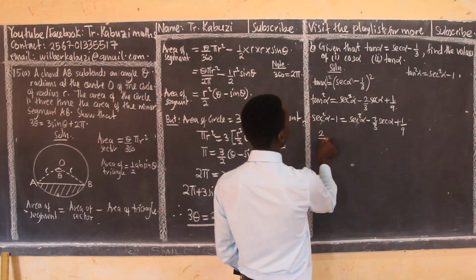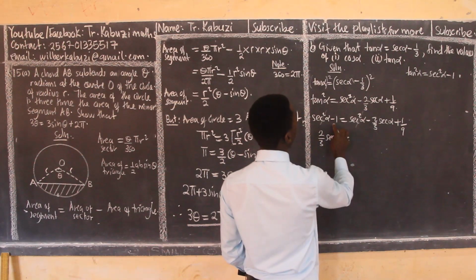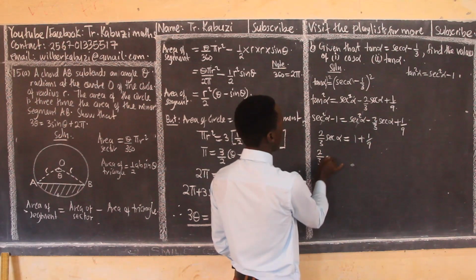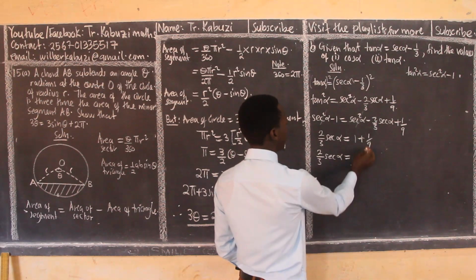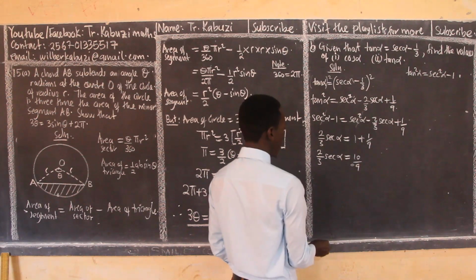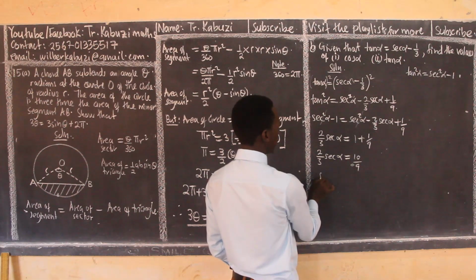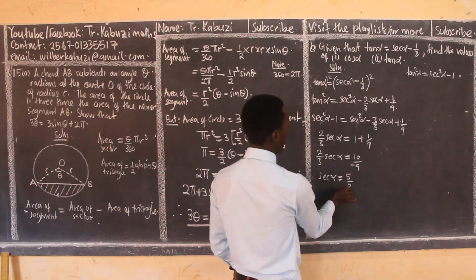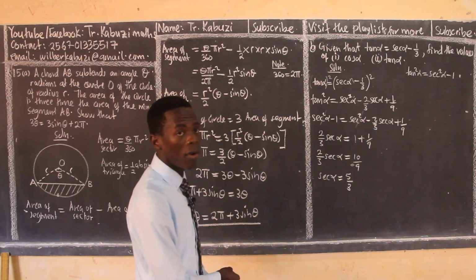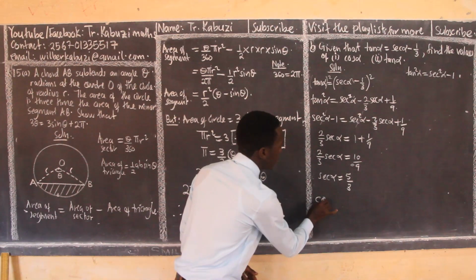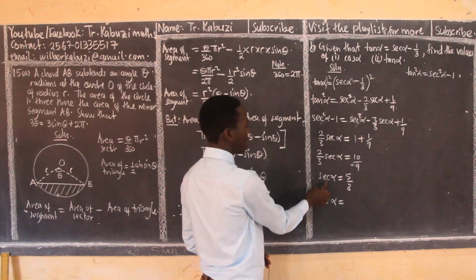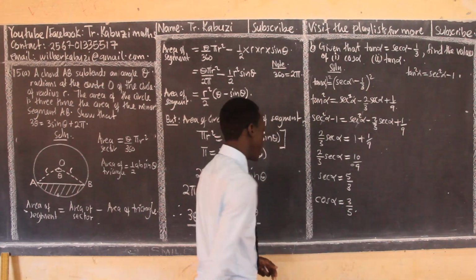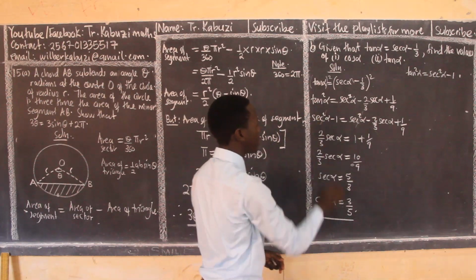Put this side, and take this side over 9. Simplify: 2 over 3 sec alpha equals 10 over 9. Divide through by 2 over 3, so that my sec alpha becomes 5 over 3. But we all know sec is the reciprocal of cos. So if I get the reciprocal of this, I'll get 3 over 5. And from there, I have the value of cos alpha.